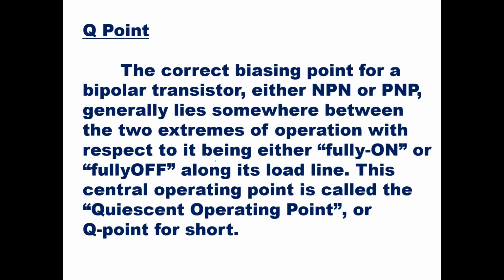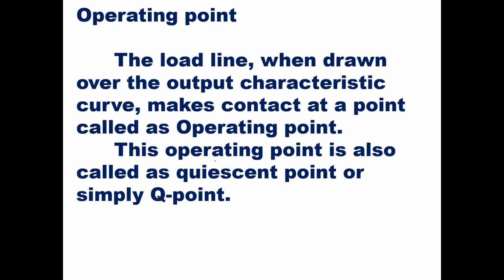So this is the definition we have seen for the operating point Q. The load line, when drawn over the output characteristics curve, makes contact at a point called the operating point. If you see here, this is the output characteristics between VCE and IC. You can draw a load line between point A and B, and this point of intersection will be called Q, which is the operating point or the Q point.